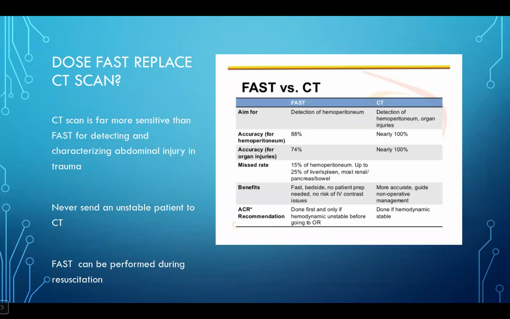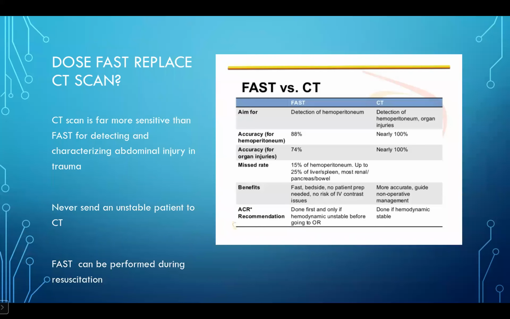This diagram shows the difference between the FAST scan and CT in accuracy for the detection of hemoperitoneum, which is 88% for the FAST scan, while in CT scan it's 100%. The accuracy for detection of solid organ injury is about 74% in the FAST scan, while in CT scan nearly 100%. The missing rate for detection of hemoperitoneum in FAST scan is 15%, while this is not present with CT. And 25% of solid organ injury is missed with the FAST scan, while with the CT scan it is not present. So CT is superior but cannot be used with an unstable patient, so the FAST scan is used with stable and unstable patients and is the best bedside investigation to be done in a traumatic patient.